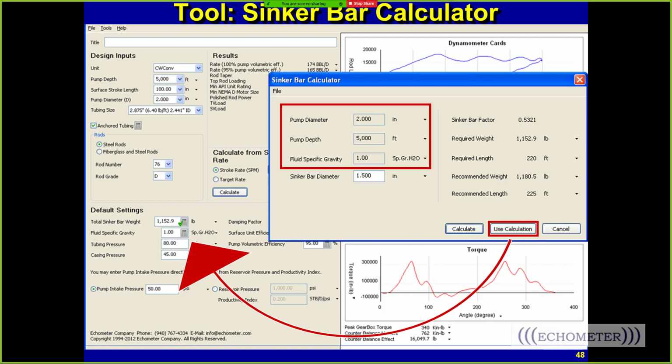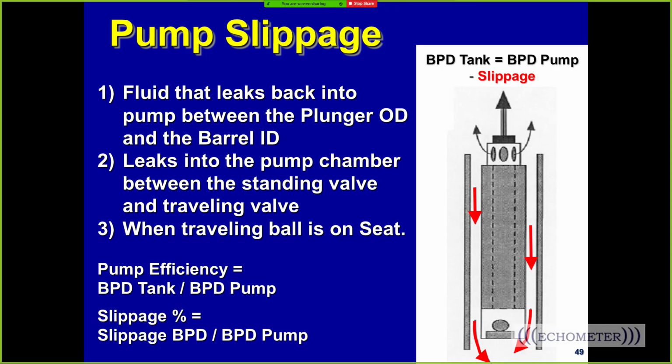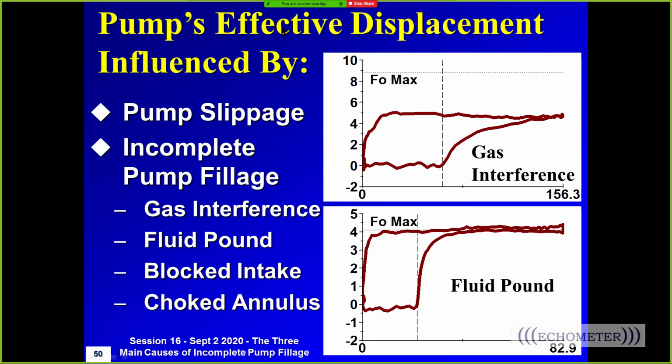Now, the next topic is a slippage calculator. This is the plunger, and this is the barrel of your pump. When there's pressure in the tubing above that's higher than the pressure below, fluid is pushed between the plunger and the barrel through the clearances. That's called slippage. This happens during your upstroke, when the trailing valve ball is on the seat. Now, the pump displacement is reduced due to incomplete pump fillage and pump slippage. And we talked about incomplete pump fillage on session 16.